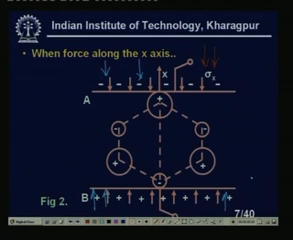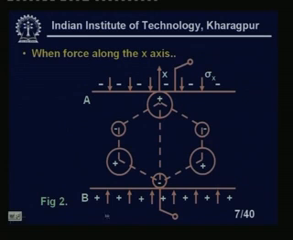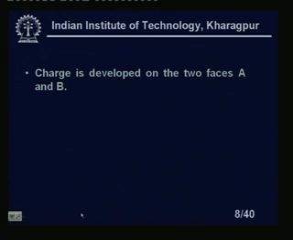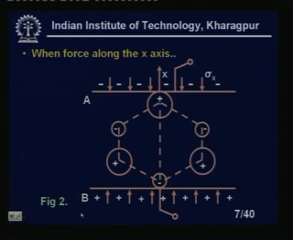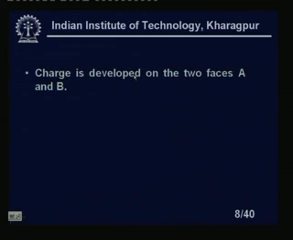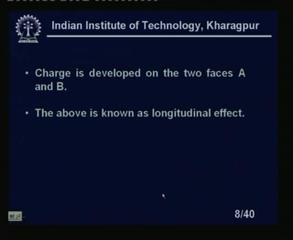Now, what will happen if I apply the force in the y axis? You see, this is the y axis and this is the x axis. These are the two plates A and B. Charge is developed on the two faces A and B, right. You can see that charges have been developed across the plates A and B. Positive charge will be developed here, negative charge will be developed here, right. The above is known as the longitudinal effect.